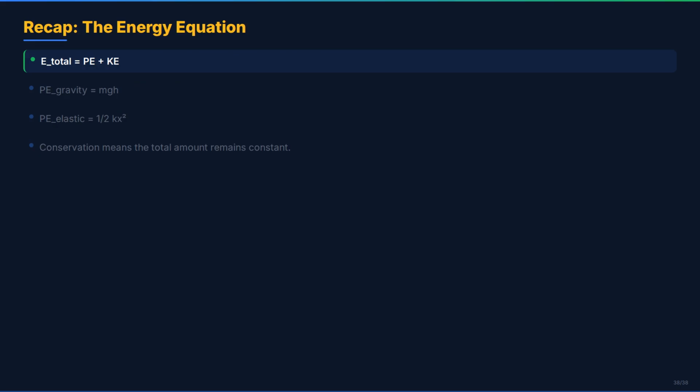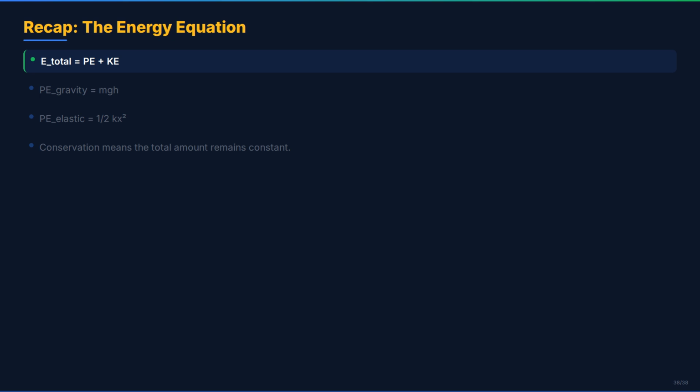To wrap up this detailed exploration, let's keep these formulas front and center. Remember, total energy is the sum of all forms. Gravitational potential energy, mgh, elastic potential energy, 1/2 kx^2, and kinetic energy, 1/2 mv^2.